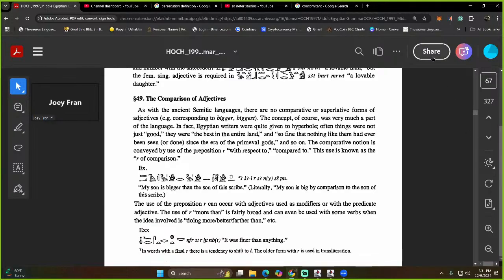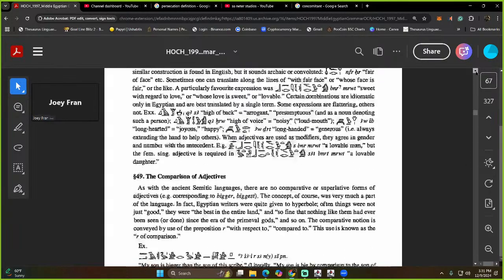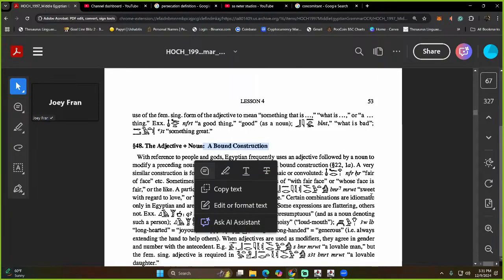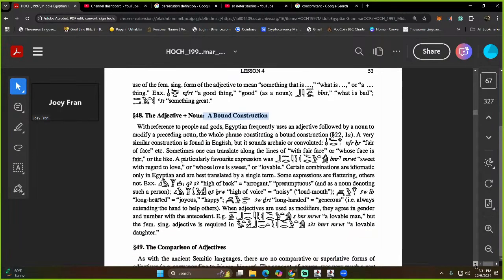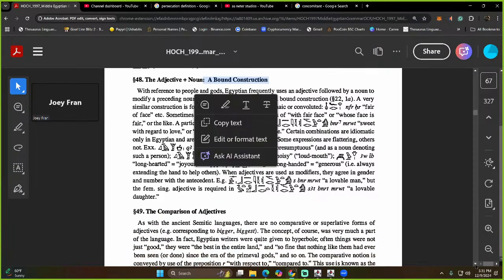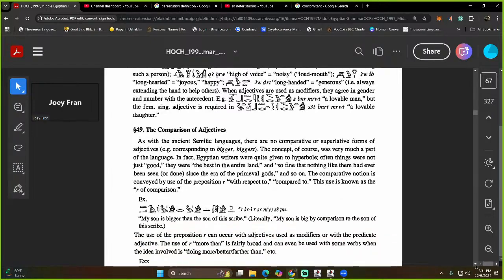Now, the adjective and the noun is also another bound construct. Nothing should be able to separate the adjective and the noun. Nothing should come in between it. All right? Well, let's read about it.